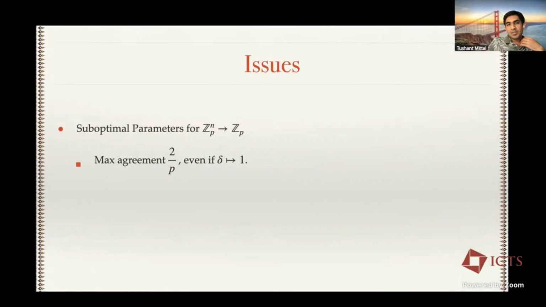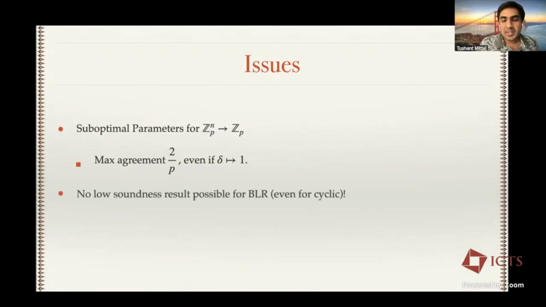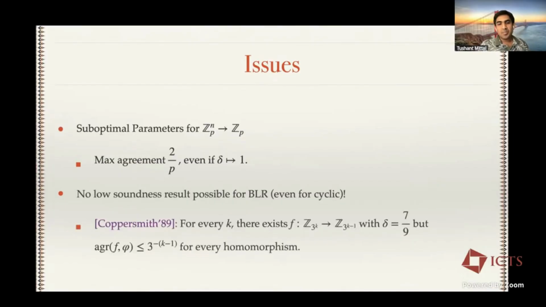One could say that maybe it's a weakness of analysis, but actually there are reasons why we don't have this test for general groups. Coppersmith gave a very simple counterexample, which says that for any k, think of any integer, you can cook up a function for which delta is pretty large.